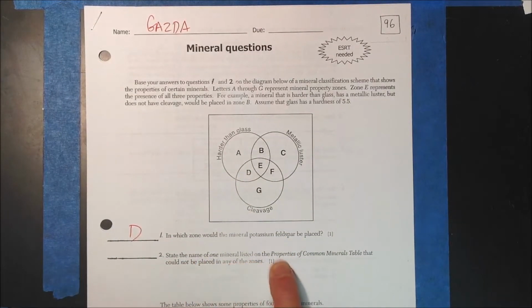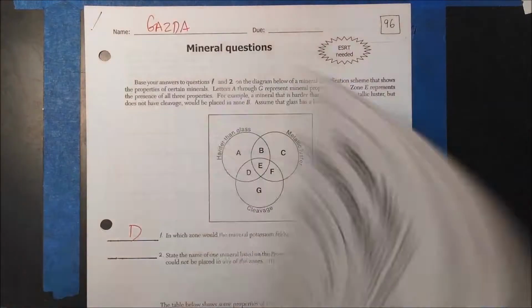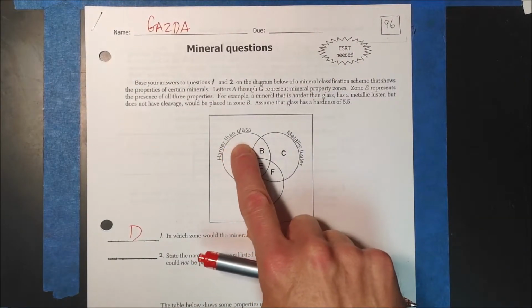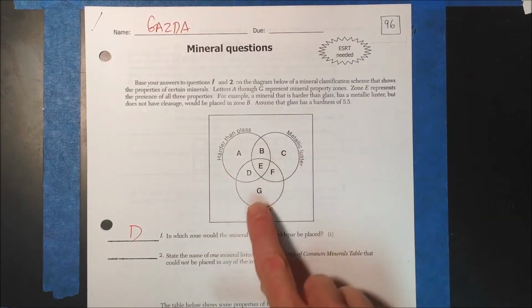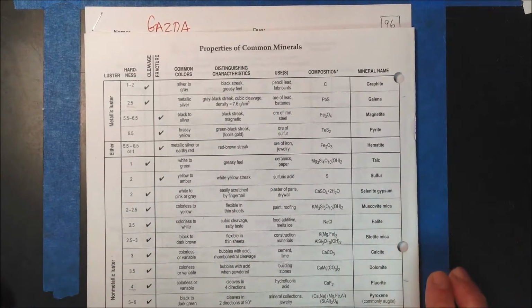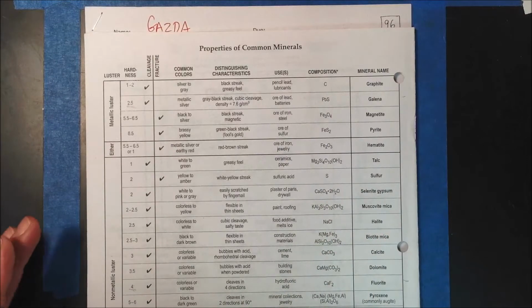State the name of one mineral on the reference table that cannot be placed in any of these zones. Okay, so check this out. You want to use this. And so this is harder than glass, so it has to be not as hard as glass. It has to be non-metallic, and it has to not have cleavage. Okay, so if you look at that, what you're going to come down to is you got to try to figure that out.